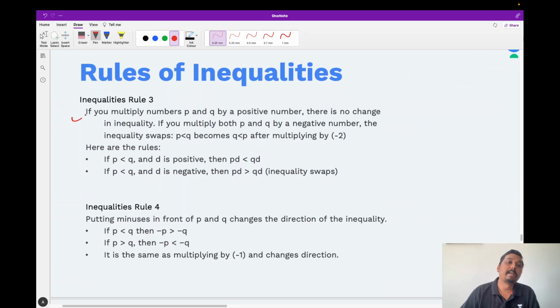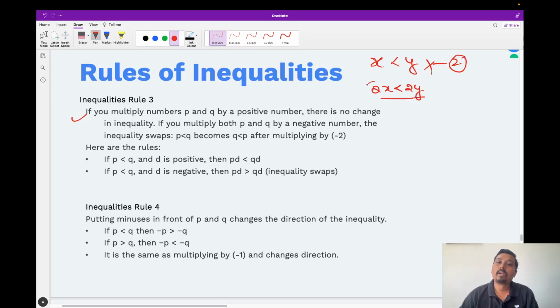Now, if you multiply P and Q by a positive number, there is no change again. So here, if X is less than Y and I multiply this equation by 2, I will get 2x is less than 2y. Since I have multiplied with the same number, nothing is going to change. Take a small example: 2 is less than 4. Multiply by 2, you will get 4 is less than 8.